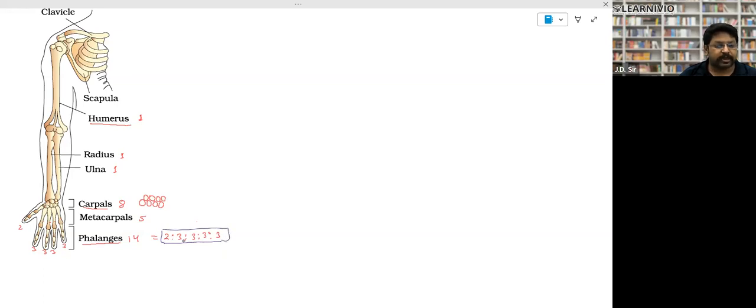So how many bones are there in the hand? 14 plus 5 is 19, and then 8 carpals makes 27, plus the 3 arm bones makes 30. Total bones are 30. That question has been asked. So a total of 30 bones are found in our hand.